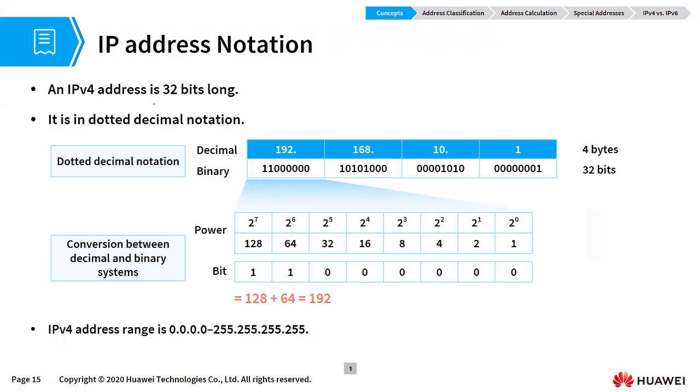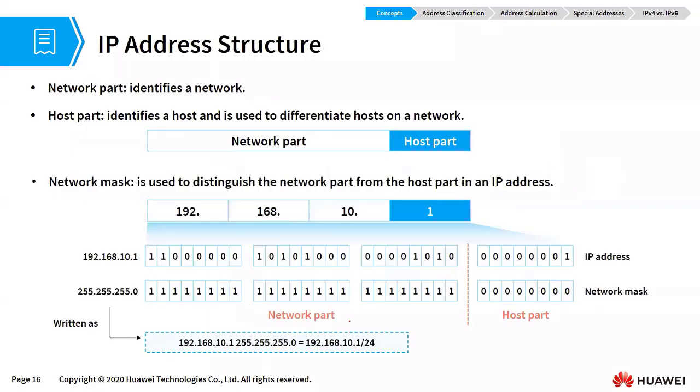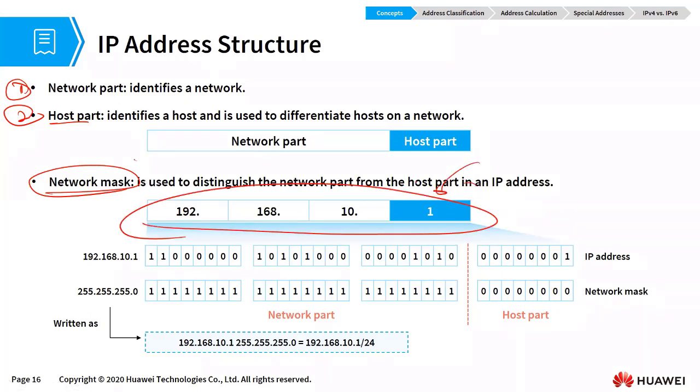So let me do this again. An IP address is 32 bits long. It has two parts: the network part and the host part. How do we know which one is the network part and which one is the host part? We use the network mask, or the subnet mask, to know that. It's because this subnet mask was 255.255.255.0. Are we together?